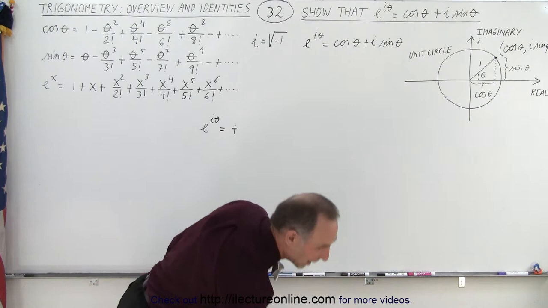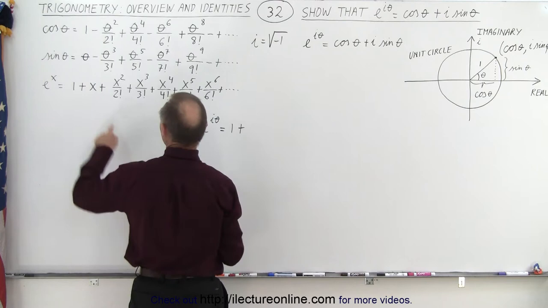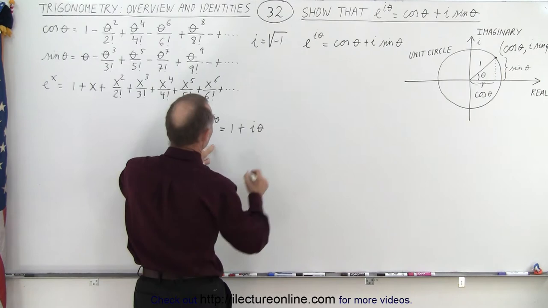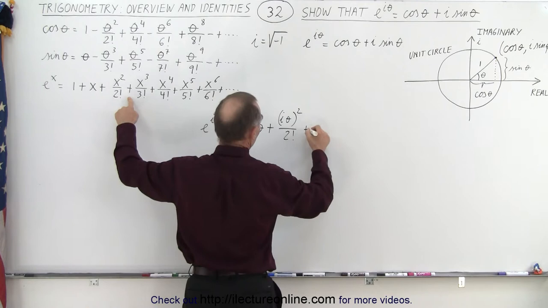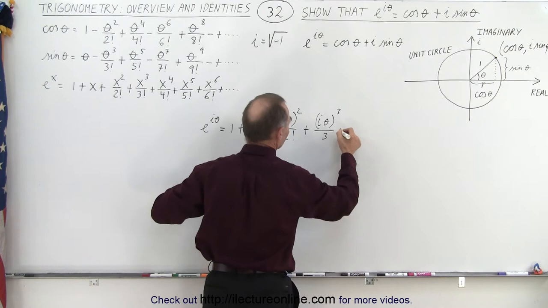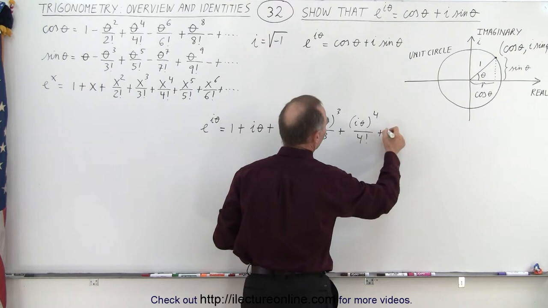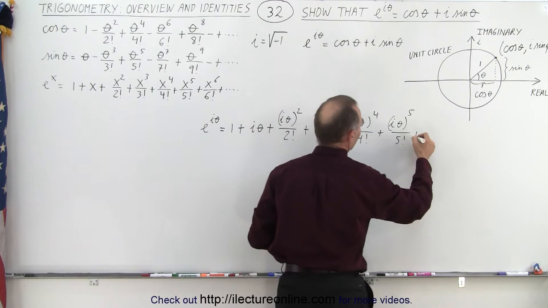So 1 plus x. Now x is the exponent, so the exponent is i times theta. Plus i theta quantity squared divided by 2 factorial, plus i theta cubed over 3 factorial, plus, and now you can see the pattern, this will become i theta to the 4th power over 4 factorial, plus i theta to the 5th power over 5 factorial, plus i theta to the 6th power over 6 factorial, and so forth.